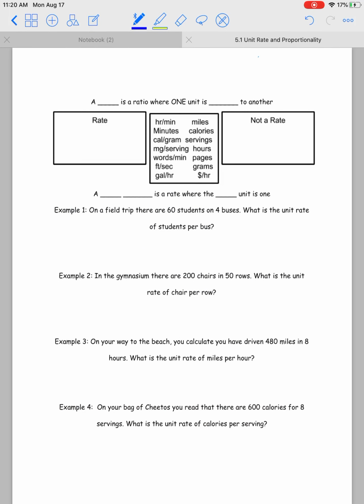Now, a blank is a ratio where one unit is compared to another. A rate is a ratio where one unit is compared to another.